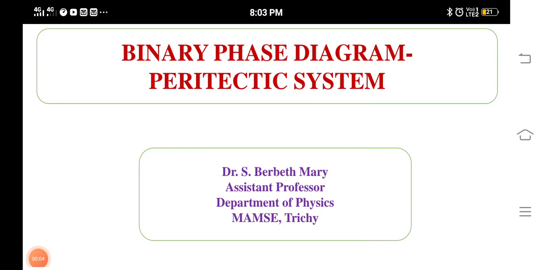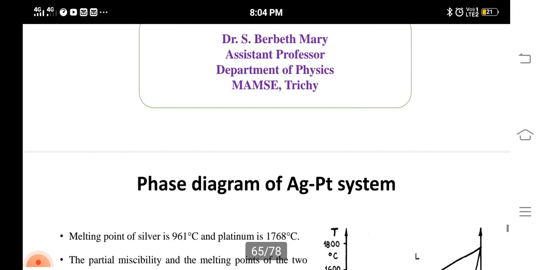The topic which we are going to discuss is the binary phase diagram, peritectic system. In case of binary phase diagrams, we have different examples. For example, we have the eutectic phase diagram and the peritectic phase diagram. In case of a eutectic diagram, you will have two different components with almost the same melting point. But in case of a peritectic phase diagram, we have two different components with very different melting points. That is, the difference between those two materials is very high. That is called a peritectic phase diagram.